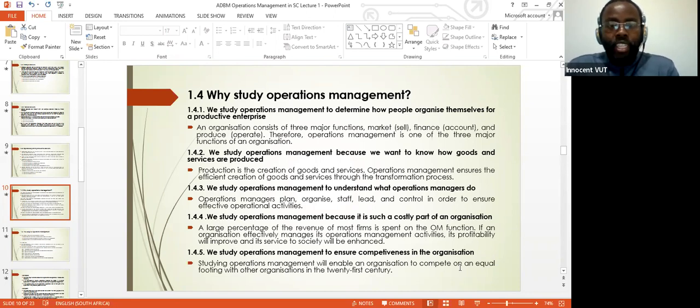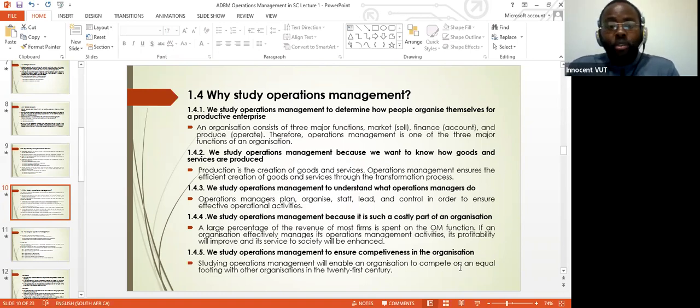Operations managers plan, organize, staff, lead, and control in order to ensure effective operational activities. So you know that when you are employed as an operations manager, you are supposed to plan, organize, staff, lead, and control so that operations will be effective.